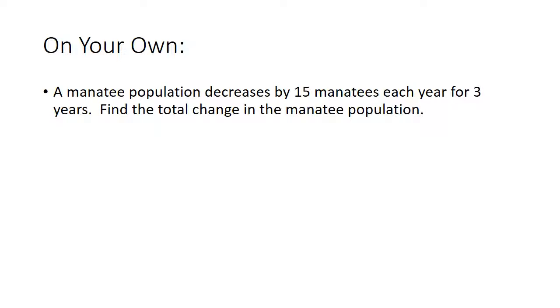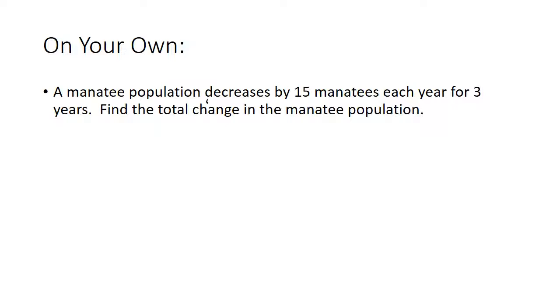So on this last one right here, go ahead and try this one on your own first. Go ahead and pause it, and then afterwards push play to make sure that you got the same response that I did. Now, a manatee population decreases by 15 manatees each year for 3 years. Find the total change in the manatee population. So as we look at this, we have 15 manatees being removed from the population for one reason or another every year for 3 years.